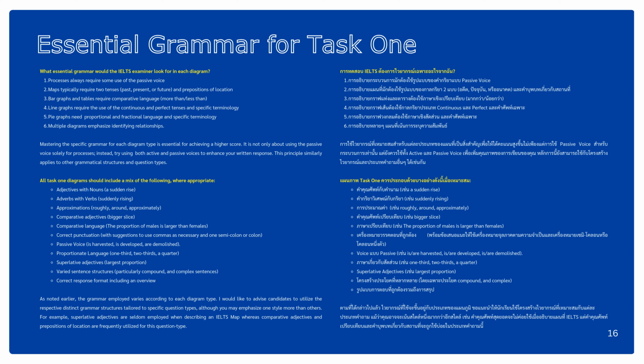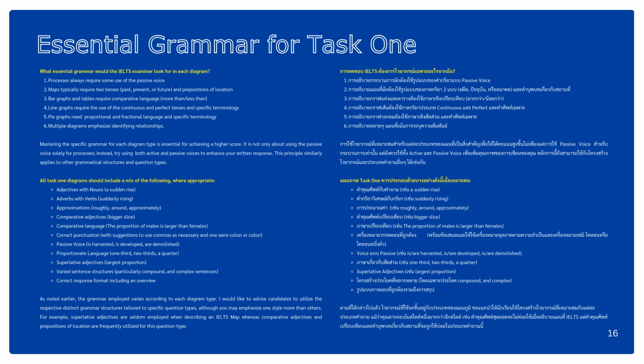In IELTS Writing Task 1, the grammar you use depends on the type of diagram. For example, processes require the passive voice. Maps typically need 2 tenses and prepositions of location, such as to the left or in the past. Bar graphs and tables focus on comparative language, such as more than or less than. Line graphs use continuous and perfect tenses, along with specific terminology. Pie charts, on the other hand, need proportional language, for example, 1/3 or a quarter. And multiple diagrams emphasize relationships between the data.